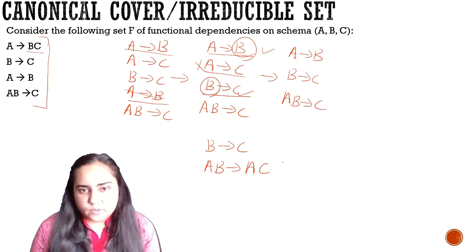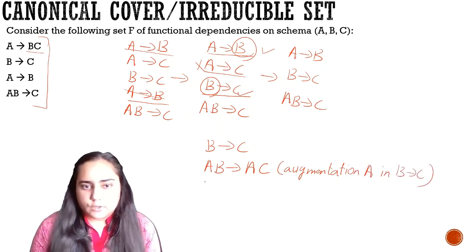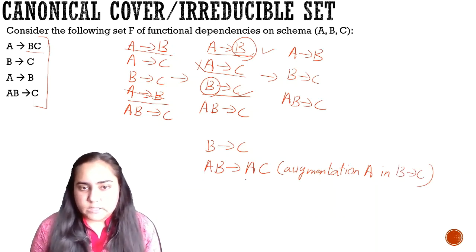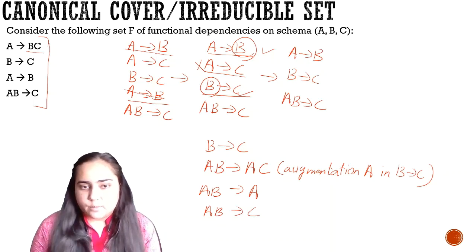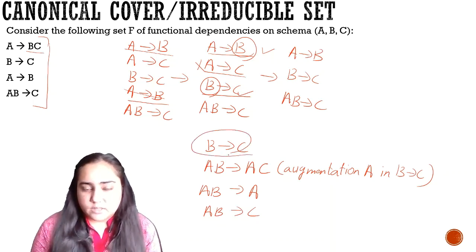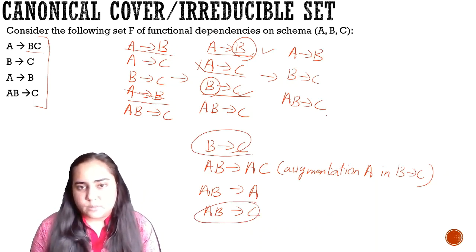And then obviously, this is a simple augmentation. So this is augmentation of A in B determines C. Once I've done this, I can get AB determines AC. And due to this, I can further decompose this. I can decompose this now and make it AB determines A and AB determines C, which means by just using B determines C, I can generate AB determines C, which is the dependency present here.